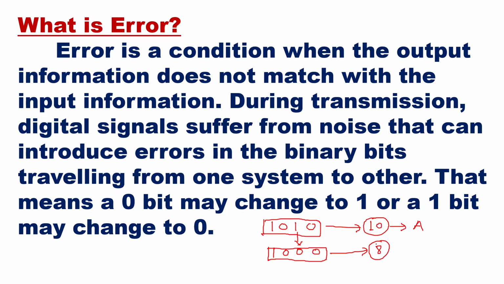So on these lines, on this basic definition of error, we will see the simplest form of error detection, which is called parity check bit coding.